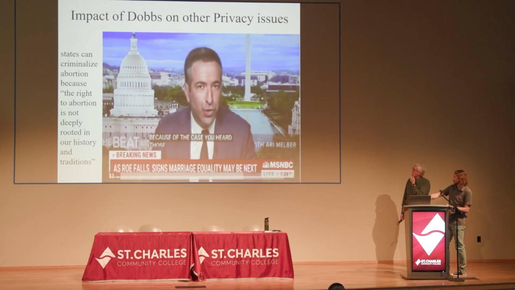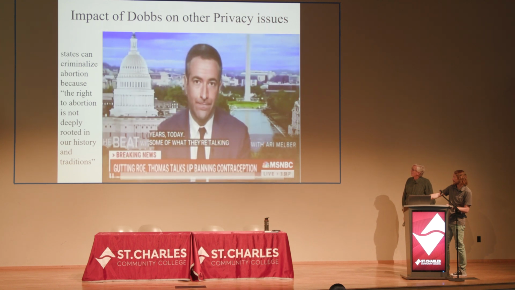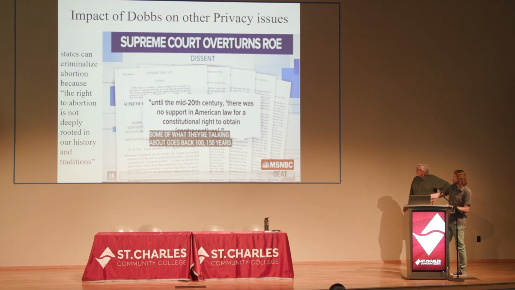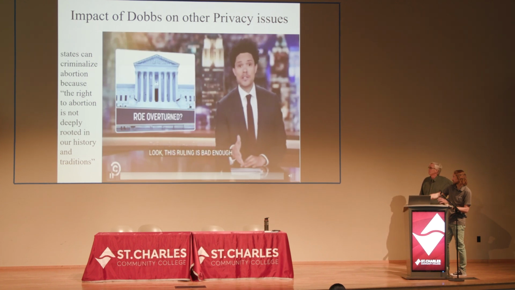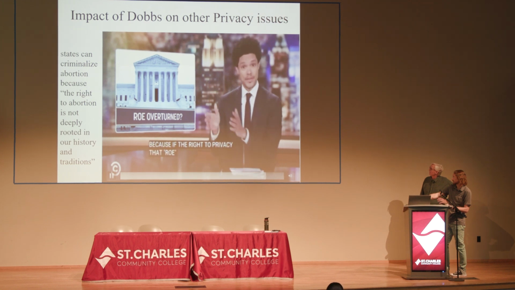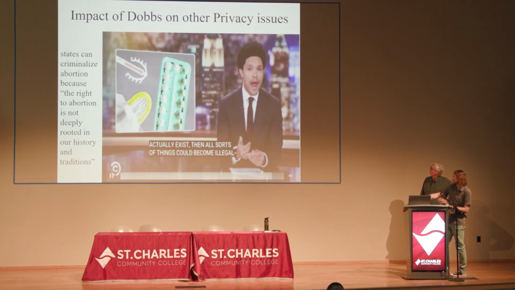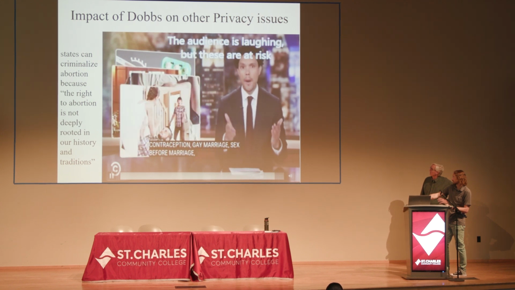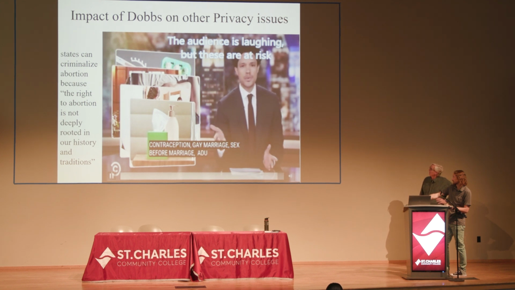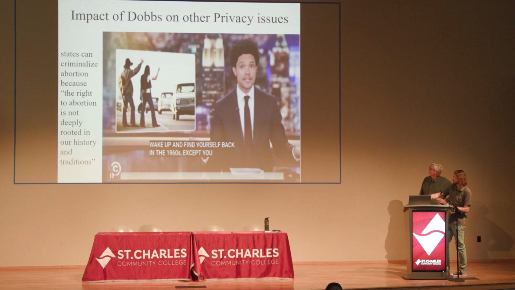But now those rights are also in danger here. They're at risk. Justice Clarence Thomas is saying we should reconsider the court having rights to those rulings you just heard in those newscasts: contraception, same-sex marriage, and even same-sex intercourse. Here's another quote. "Until the mid-20th century, there was no support in American law for a constitutional right to contraceptives." And look, this ruling is bad enough on its own, but it also sets a new precedent that can make things even worse. Because if the rights to privacy that Roe is based on doesn't actually exist, then all sorts of things could become illegal. Contraception, gay marriage, sex before marriage, adultery, masturbation. I mean, everyone assumed that these things were here to stay. Yeah, but give this court some time and you just wake up and find yourself back in the 1960s. Except you wouldn't have hitchhiking, which was the best part of the 1960s.